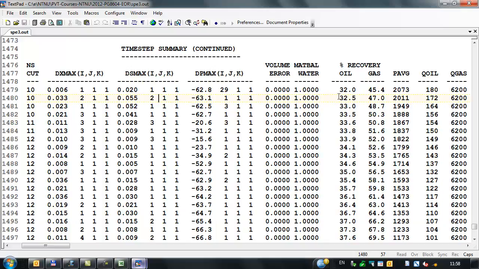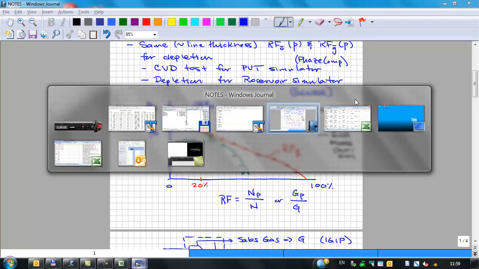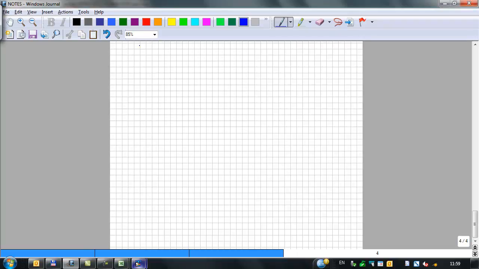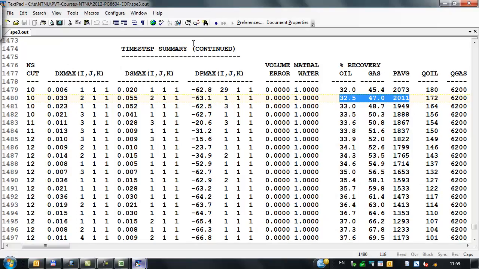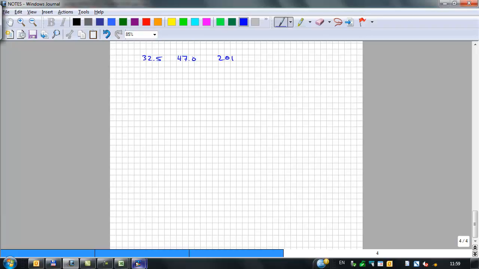So we've got a recovery factor at 2,000 pounds of 47% gas, 32.5% oil. Can somebody write those numbers down? So we've got 32.5, 47. At 2011, that's recovery factor oil, recovery factor gas, and average pressure.